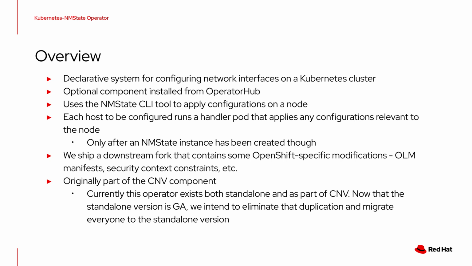We do try to stay as close to upstream as we can, and any changes we can make upstream first, we do. We rebase at least once per cycle so that we're keeping up to date with what upstream is doing. But we do have to use a downstream fork because there are some things that are a little bit different in the OpenShift version.